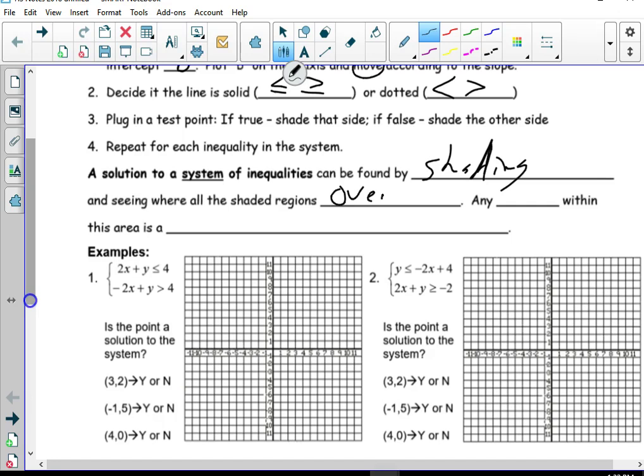This is the key point. This is why you've got to be careful. This is why you've got to use pencil. Any point within this area is a solution, if it's in the area. And just like before, if it's dotted and on the line, it's not. If it's solid and on the line, it is.